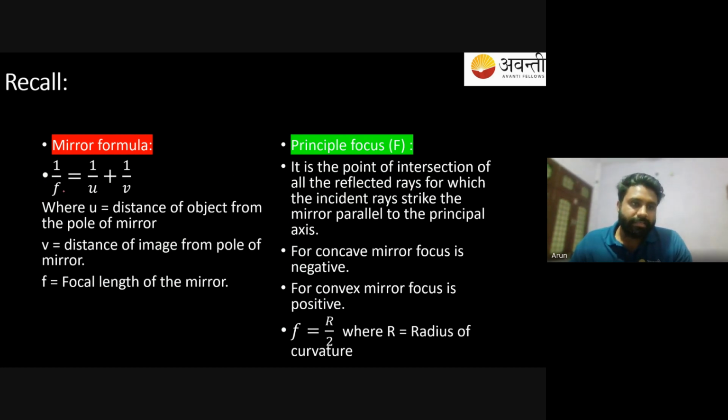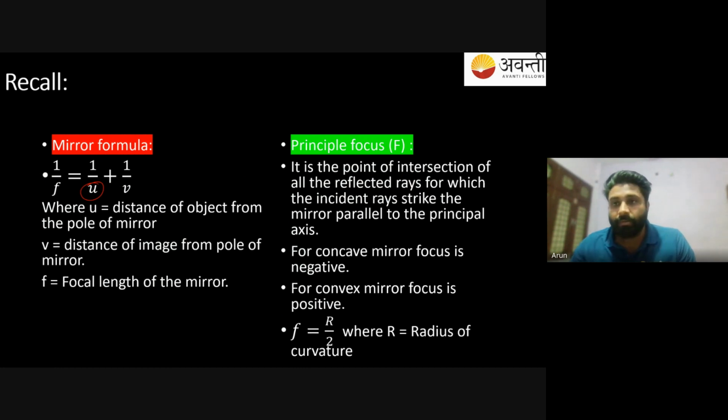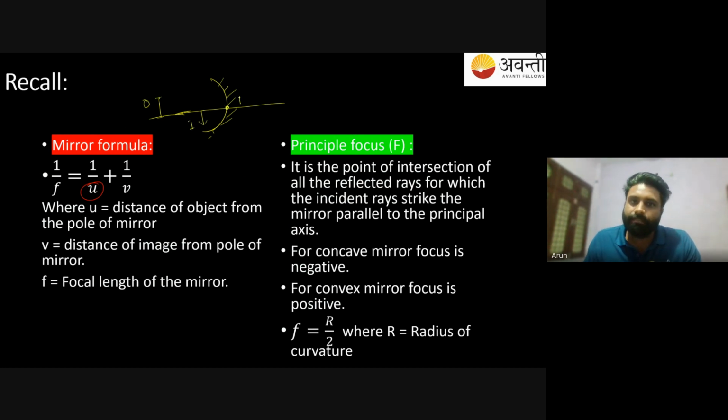So here what is f and what is v and what is u? So u here is the distance of the object. This is the mirror we have. We will consider the concave one. This is the principal axis. This is the object we have. ठीक है. यहाँ पे कहीं इमेज बनेगी. This is I. So ये इसका होता है पोल, the geometrical center of the mirror.